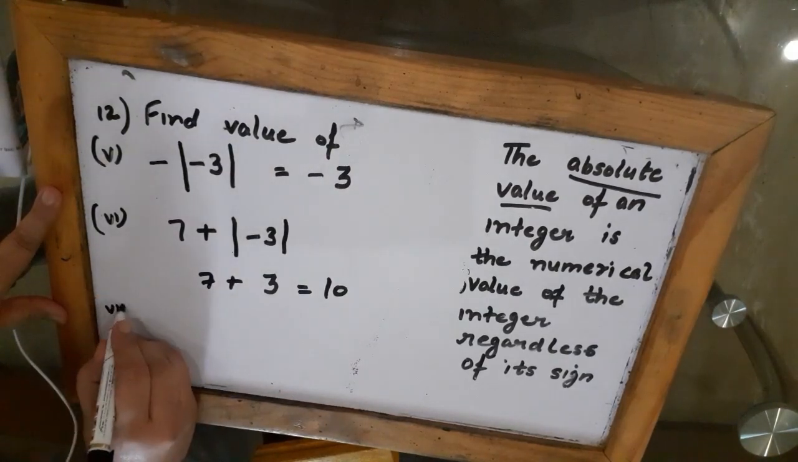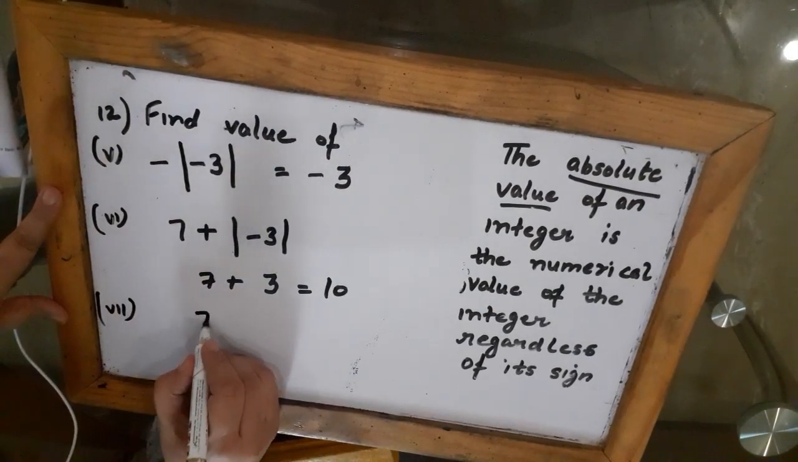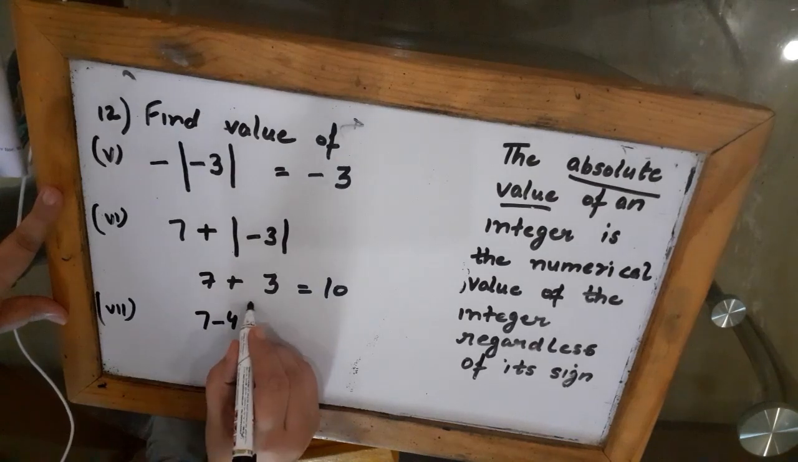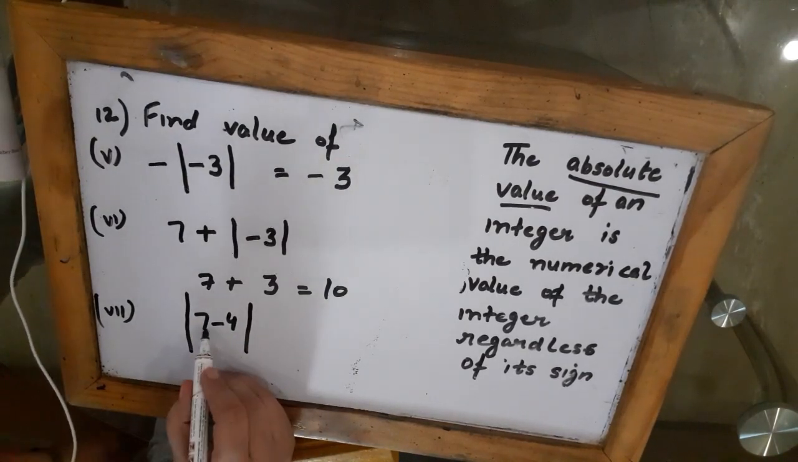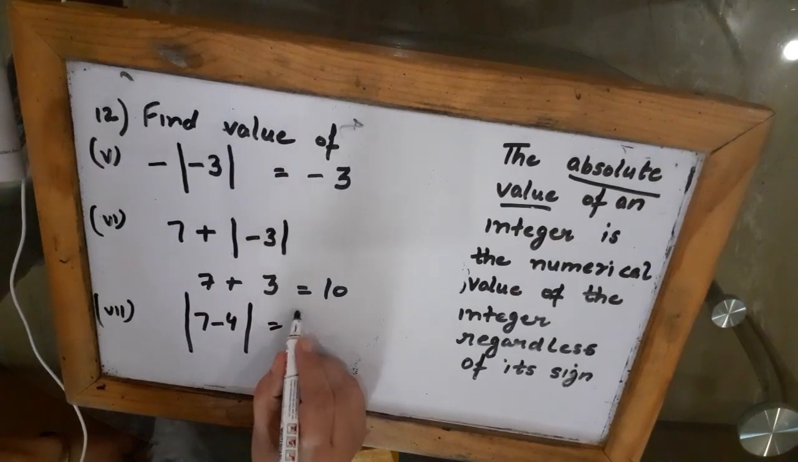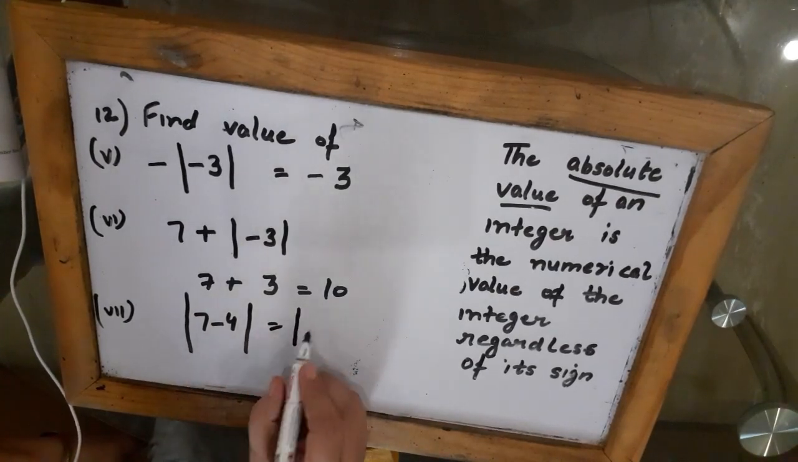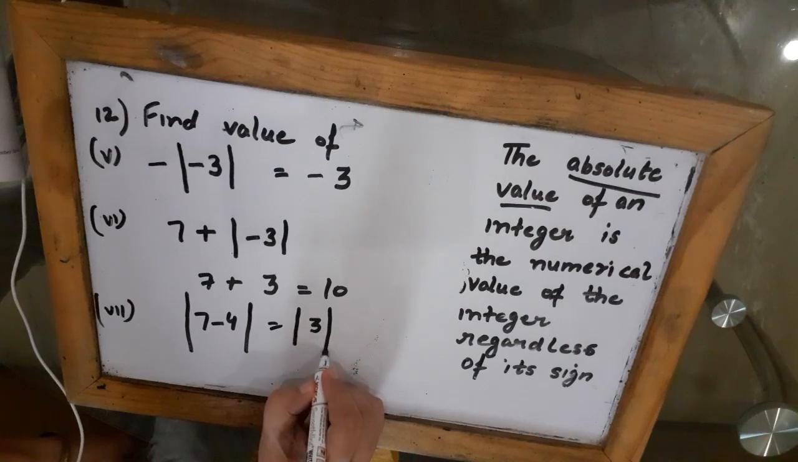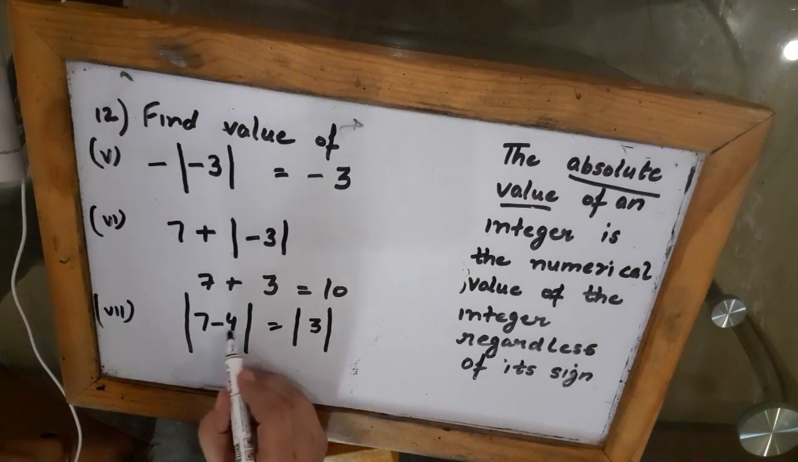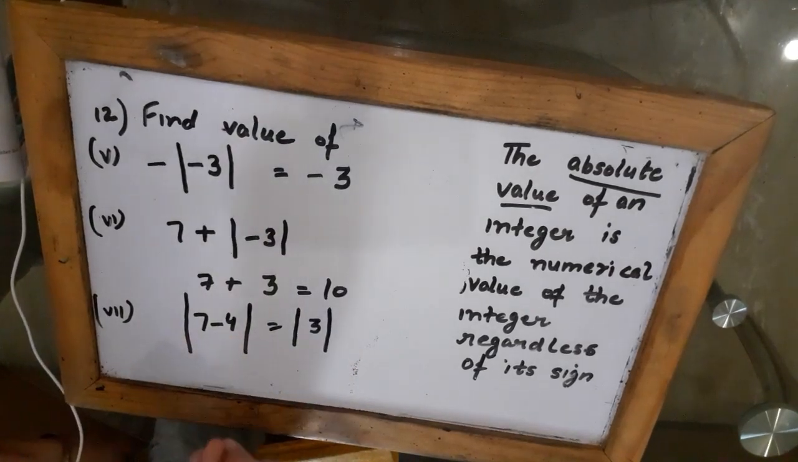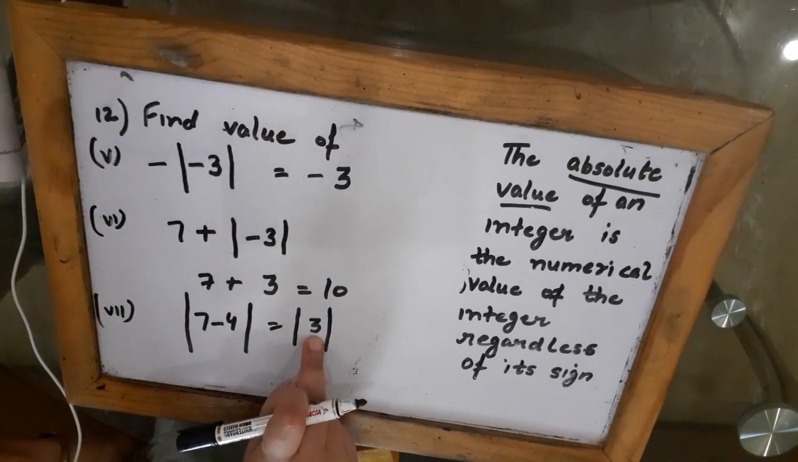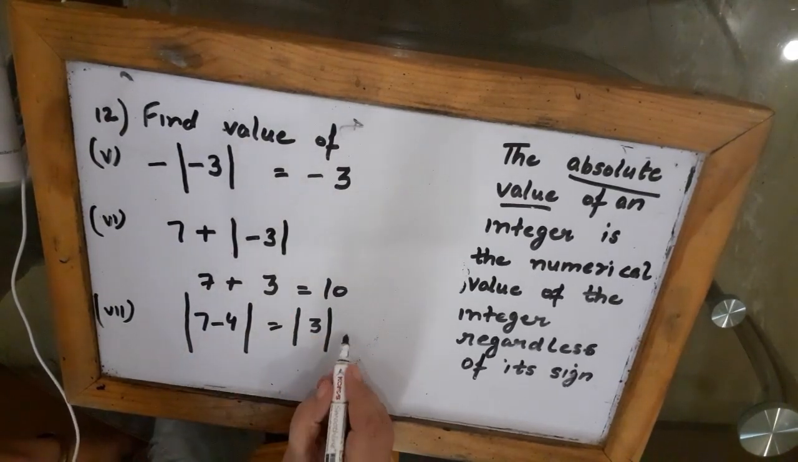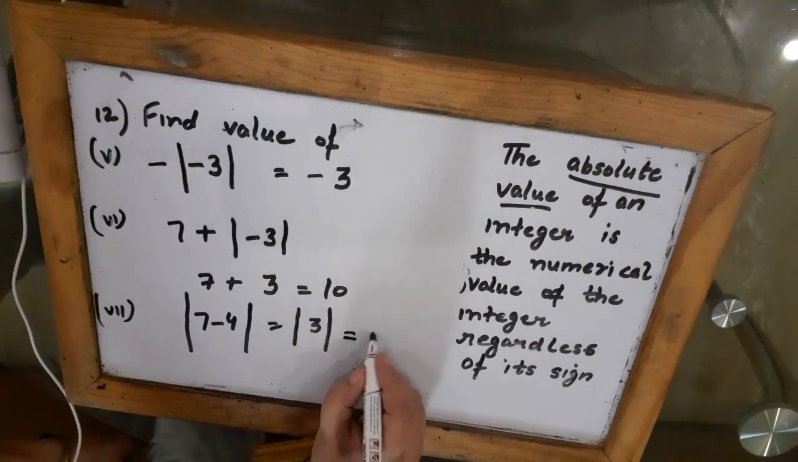Now the seventh one, it's written 7 minus 4 and vertical bars over here. It means I have to find the absolute value of 7 minus 4. So first of all, you can solve 7 minus 4, which is 3. So I have solved the inside. What is there inside the vertical bars? It's 7 minus 4, and 7 minus 4 is 3. And what is the absolute value of 3 now? It's 3 only.